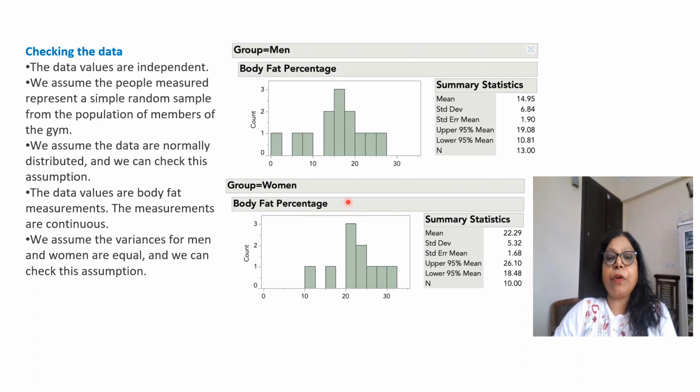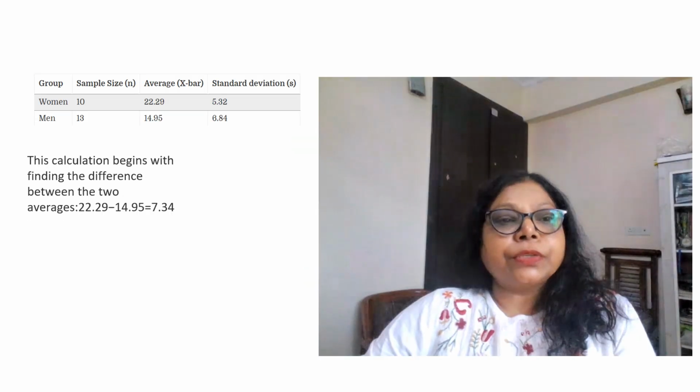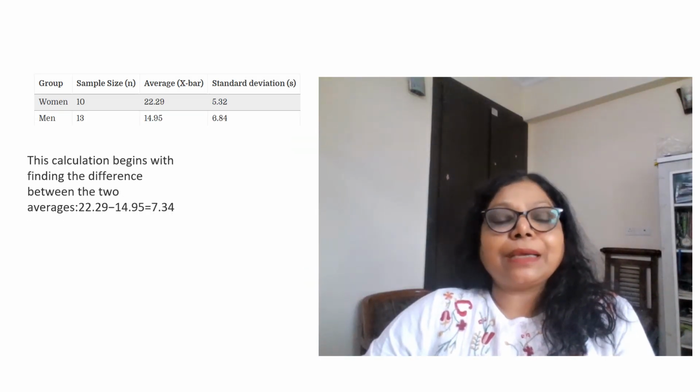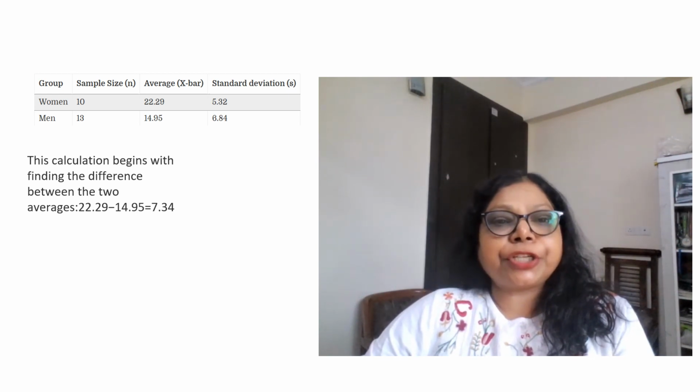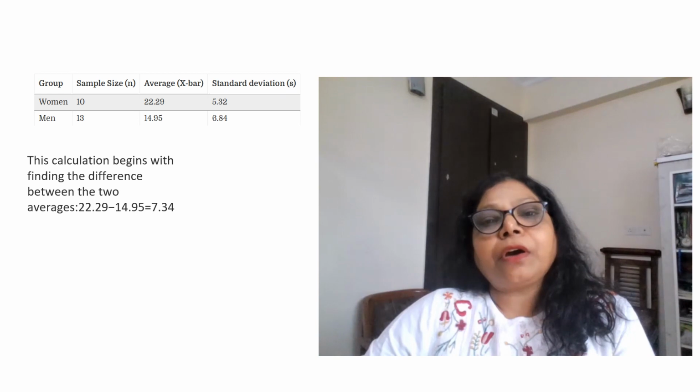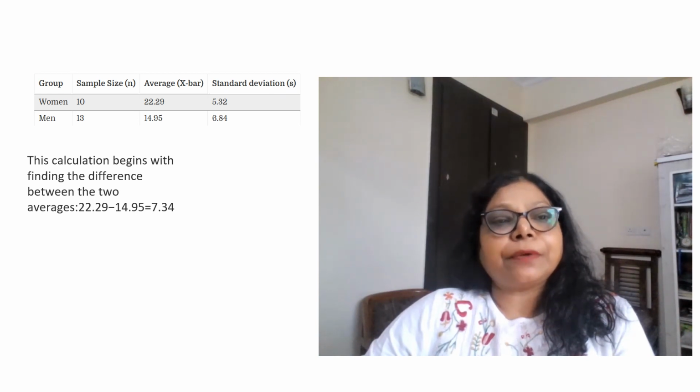Same way we can see for women, the mean value is 22.29, the standard deviation is 5 point something. Likewise we can see the statistics. This is the summary statistics, and for women also it is almost a bell-shaped curve. The two histograms are on the same scale, so we can see that there are no very unusual points or outliers. The data also look roughly bell-shaped, so our initial idea of normal distribution seems reasonable.